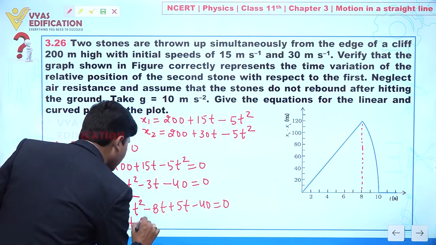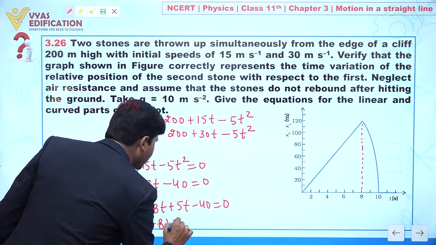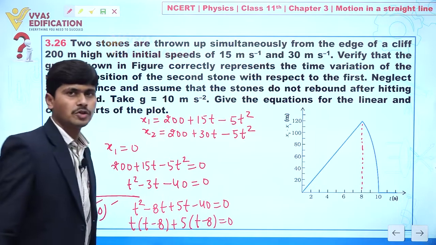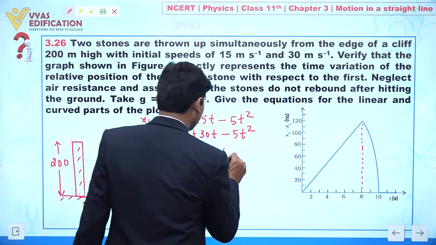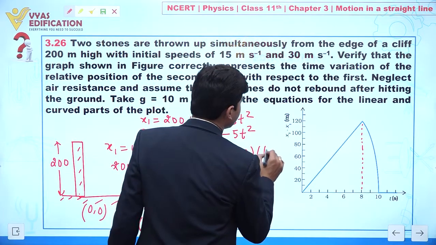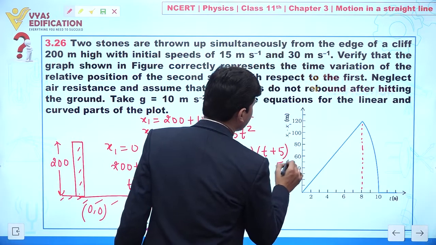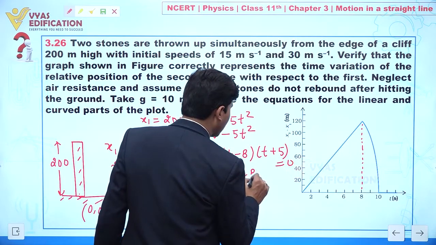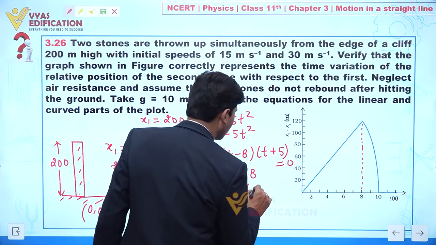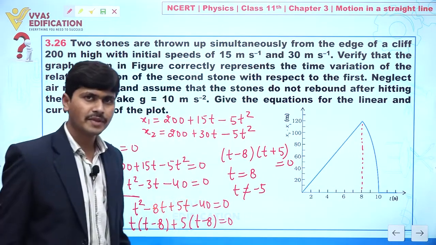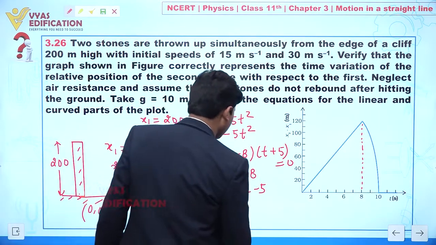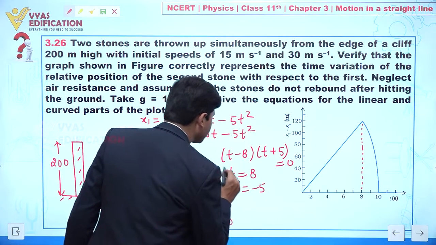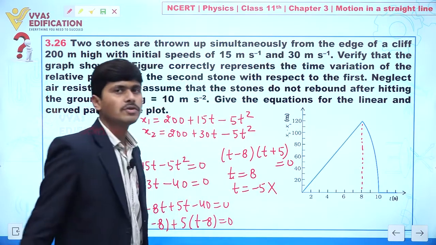From here we can write like this: t(t minus 8) plus 5(t minus 8), this should be equal to 0. Clear? So from here we can say (t minus 8)(t plus 5), this should be equal to 0. Clear? So from here we can say t value we have, this is equal to 8, and t not equal to minus 5. Clear? So it means t could be minus 5, but we know time is always positive, so we will not take it into consideration.